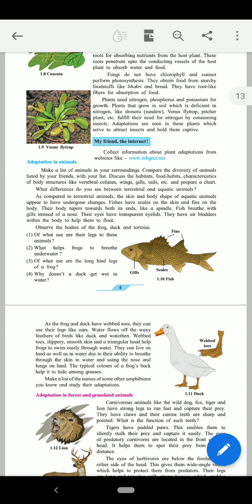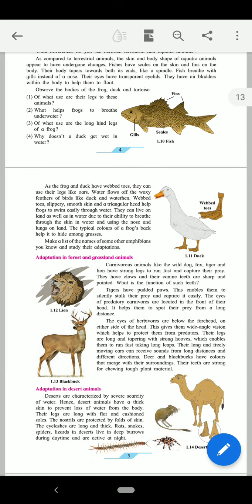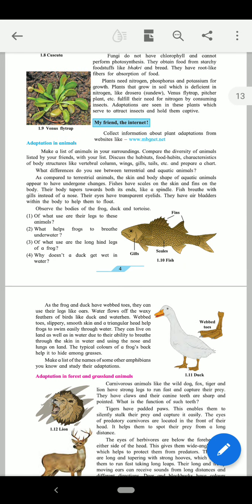Then in adaptations in animals, we have broadly categorized them into aquatic, grassland, desert and forest. In the case of aquatic, we took the example of fish, duck, and frog. We saw that there is a spindle shape. Because of that, the water current resistance will be reduced and they can swim easily. Their body is lightweight. They contain hollow bones and a spindle shape.